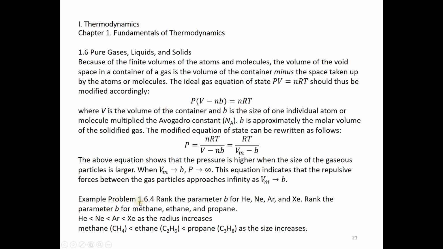Now here's an example problem 1.6.4. Rank the parameter B for helium, neon, argon, and xenon. Well, B is the measure of the size of the gas particles, and therefore the value of B of helium is the smallest. The value of B of xenon is the largest. Now we rank methane, ethane, and propane. We can tell propane is larger than ethane, ethane is larger than methane. Again, B is a measure of the size of the gas particles. B also is a measure of the repulsive force when we try to squeeze two such gas particles together.